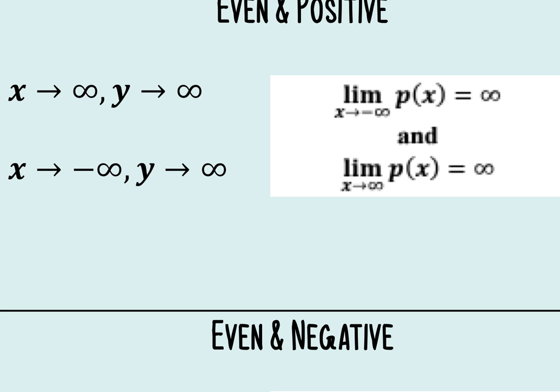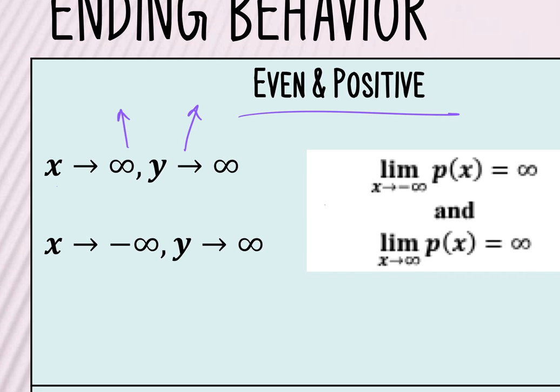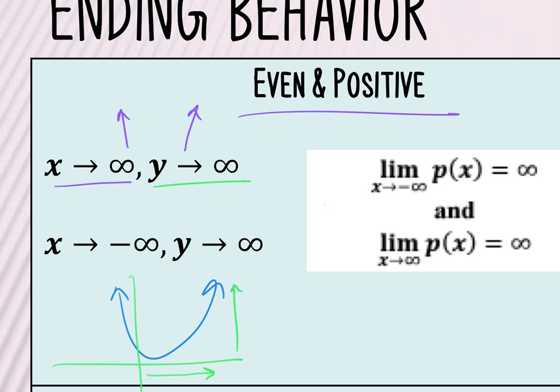The way this works is, if it's even and positive, then both my arrows point up. So as x approaches infinity, that's what that little arrow means, as x is going to positive infinity, let's just say I had a parabola, my x values are getting bigger. My y values are also going to infinity because my y values are getting bigger. So that's that notation on the left. As x approaches infinity, y approaches infinity.